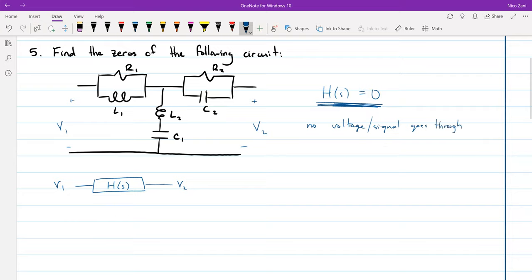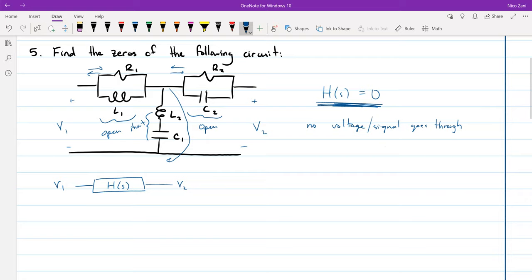So the idea is to think about what would make a signal not be able to make it through this circuit, right? What are the conditions on which a signal cannot come out at V2? And the answer is that the requirements are that this right here is an open circuit, and that this right here is a short circuit, right? If this is an open circuit, the voltage can't get through. It'll just bounce back. If this is an open circuit, it can't get through. It'll bounce back. And if this is a short circuit, it won't even try to go through. It'll just go this way and then return, right? It's grounded.